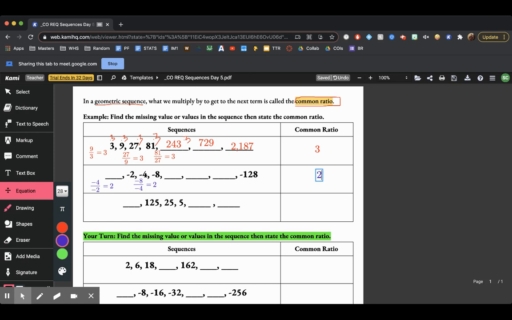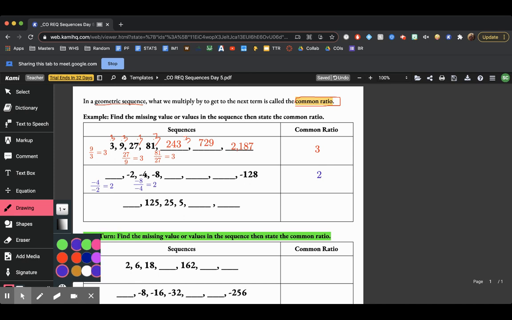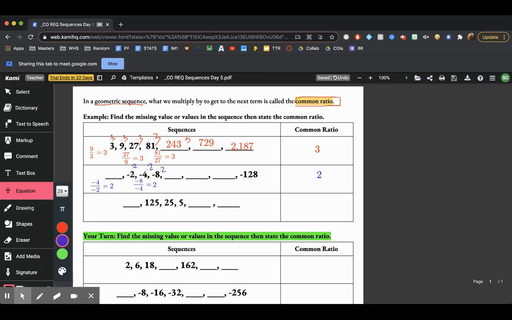Now let's do this next part. -2 multiplied by 2 gives me -4. -4 multiplied by 2 gives me -8. -8 multiplied by 2 gives me -16.